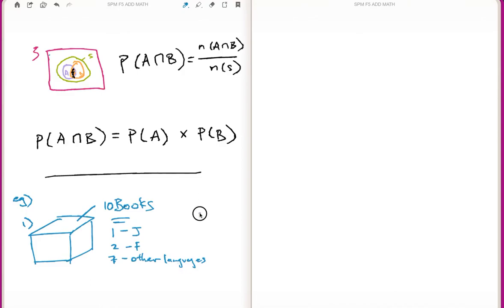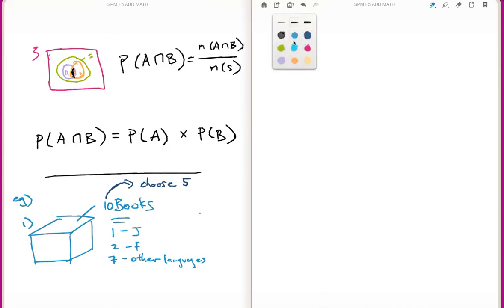So now, in the event that you need to choose 5 books randomly, you were asked to find the possibility of getting 1 Japanese, 1 French, and 3 other languages. Okay.